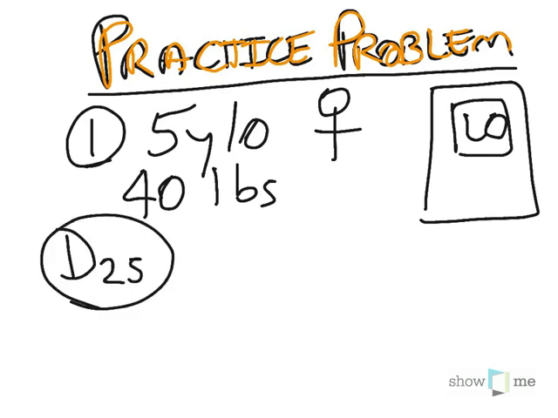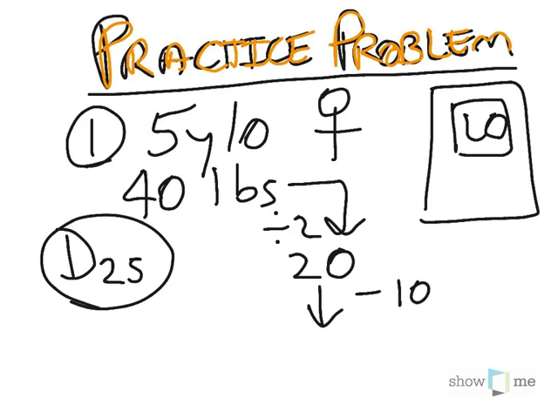The first thing we do now is convert this little girl's weight from pounds to kilograms. The first step is dividing that 40 by 2. When we do that, we get 20. The next step is subtracting 10% of that number from itself. 10% of 20 is 2. We subtract 2 from 20, and we get 18. So this little girl weighs 18 kilograms.